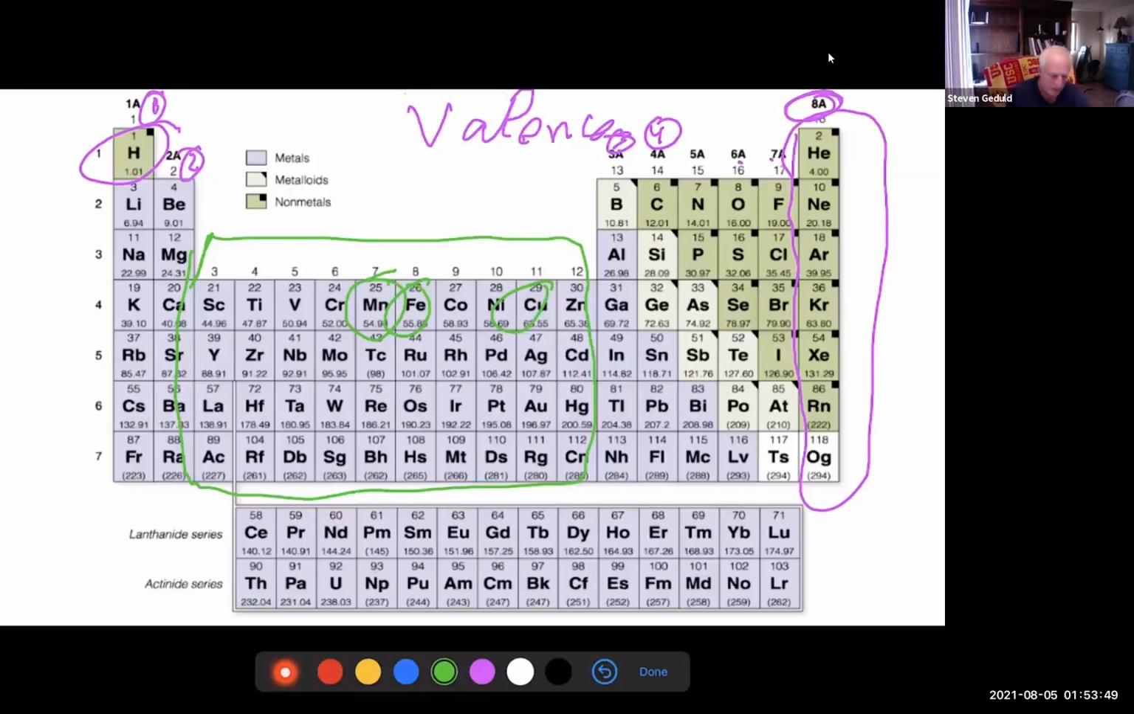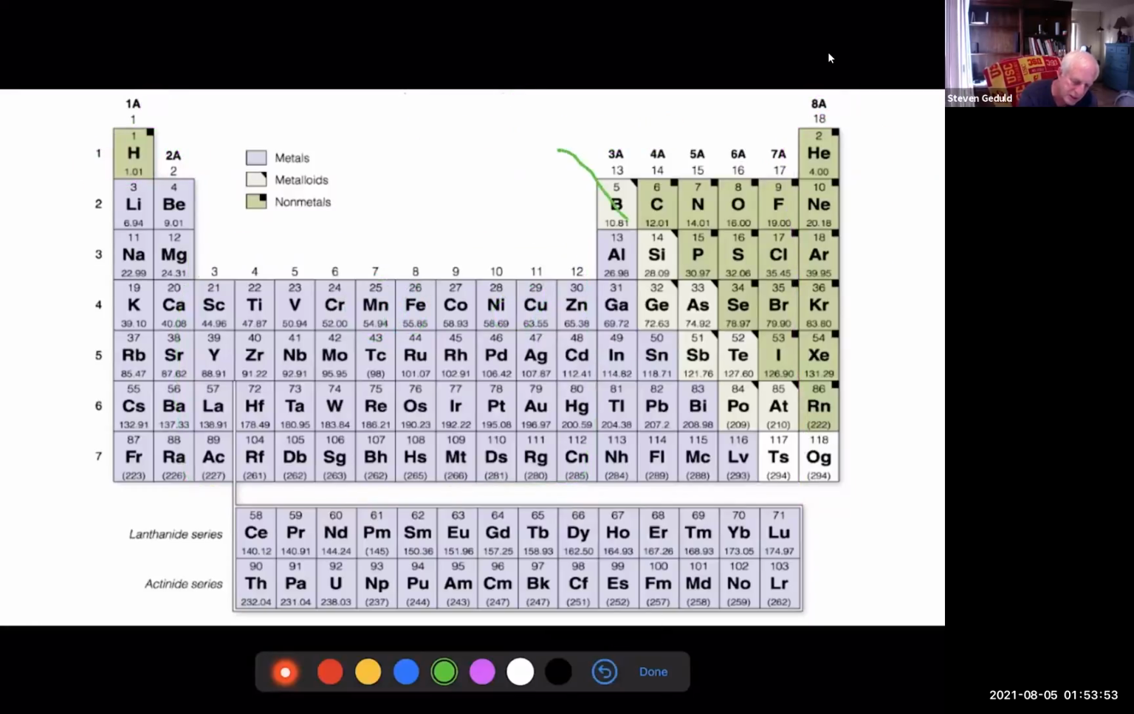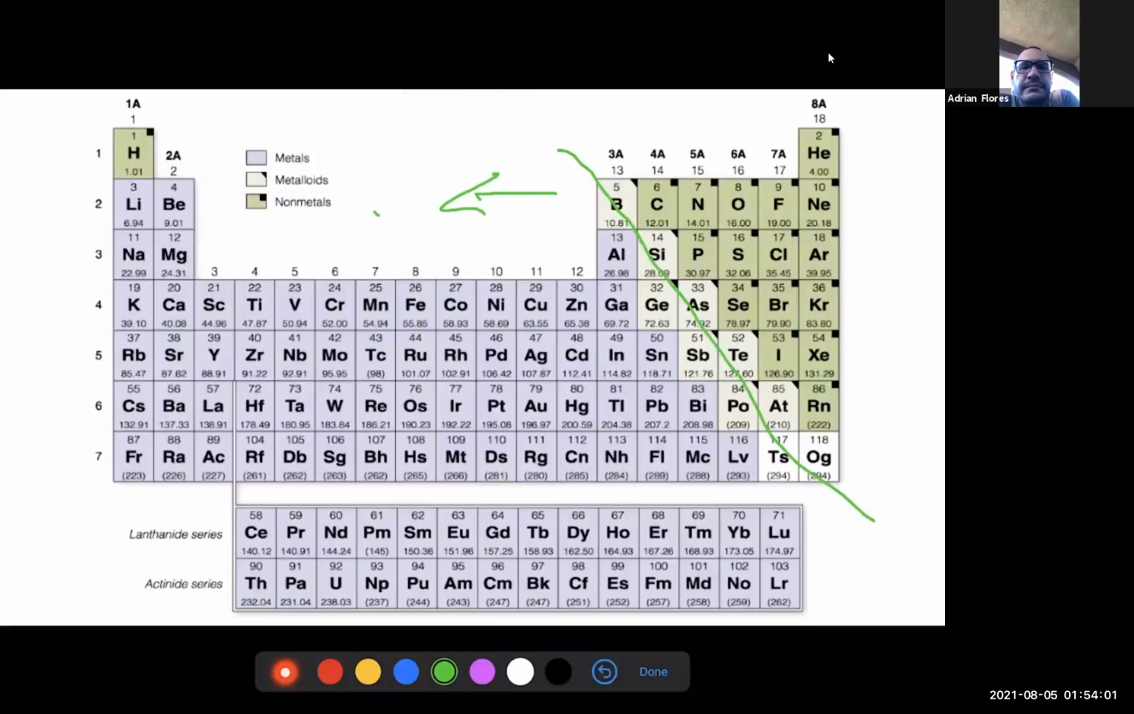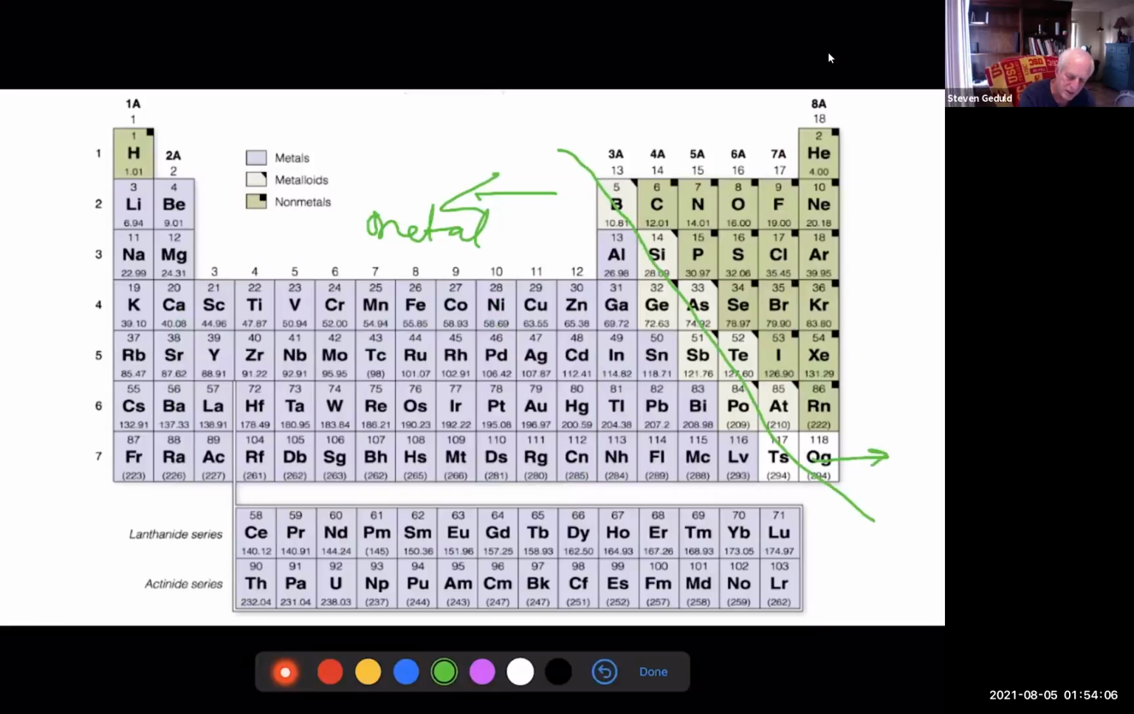Now on the periodic table, you see this line right here. We have purple ones to the left and green ones to the right. Everything to the left is a metal. Everything to the right is a non-metal. Everything on that line, those yellow colored ones, those are metalloids. They have properties of a metal and a non-metal.